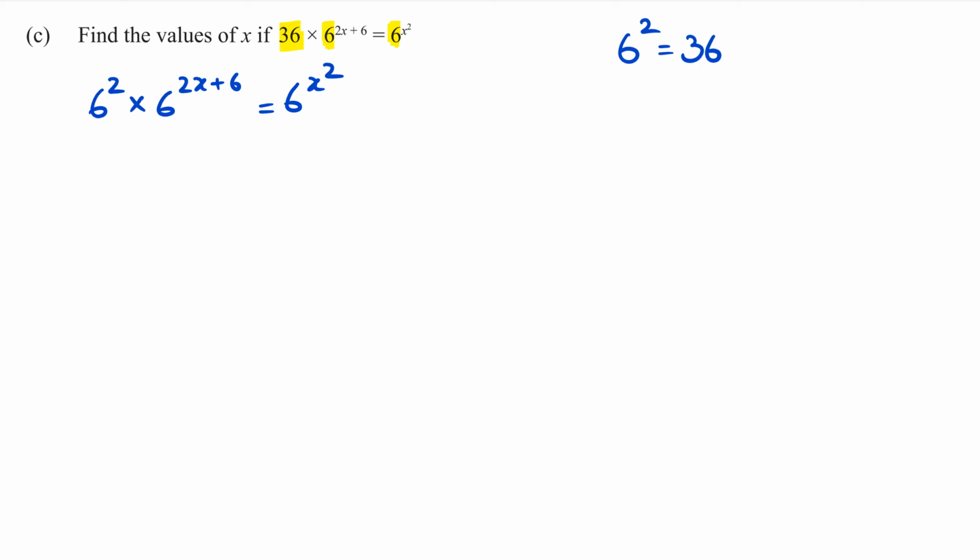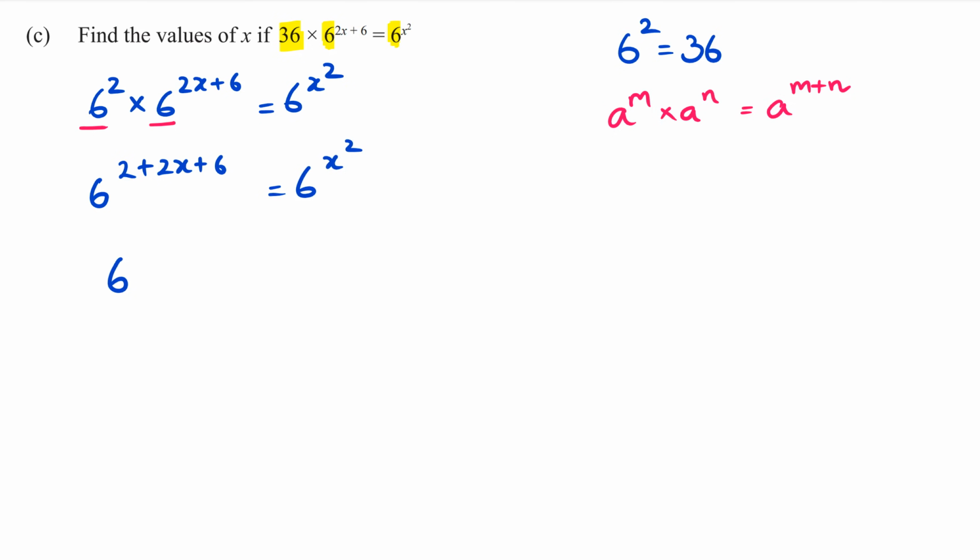All right. Now, the next thing to notice is that our two bases here are the same, which means we can actually add up the power. Because think about it, if you have a to the power of m times a to the power of n, then you would add the two powers if the bases are the same. Right now we've got 6 as the base, so we're going to add those two powers up, and rewrite this as 6 to the power of 2 plus 2x plus 6 equals 6 to the power of x squared.